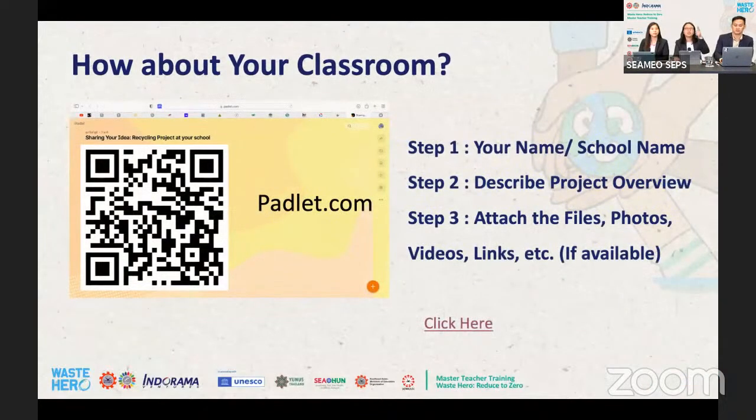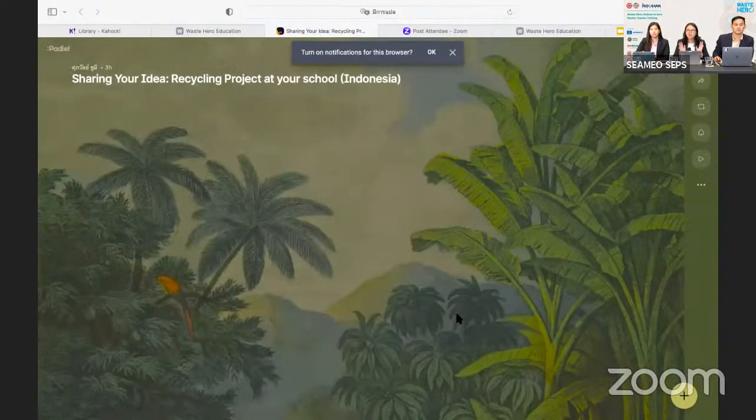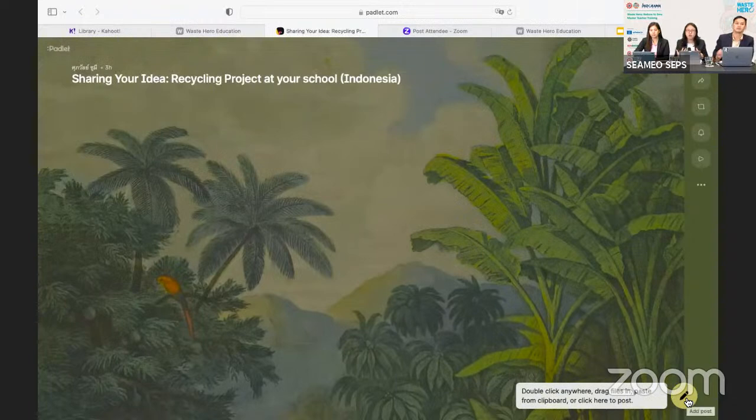Okay, you can get access to Padlet.com, and then you will see the board. We can add any comment on this board. But before you add your idea, your project, or any attachment file, you have to type your name and your school name first. Then describe your project overview and attach the file. But if someone is not comfortable sharing the project, photo, or video, you can just tell the description of your work.